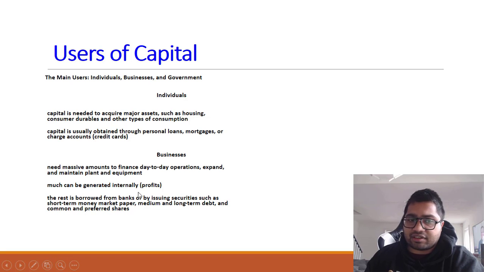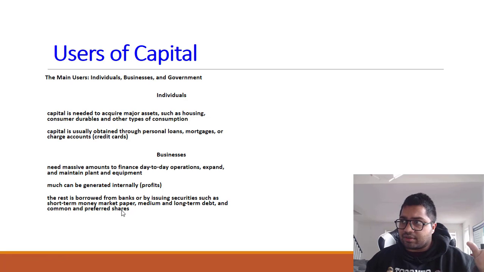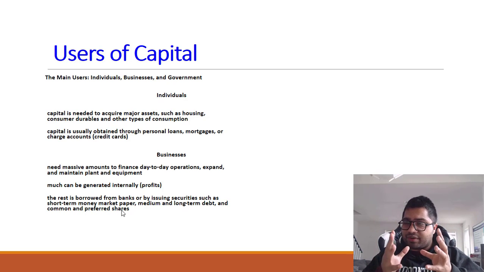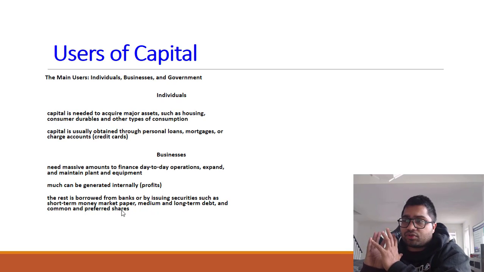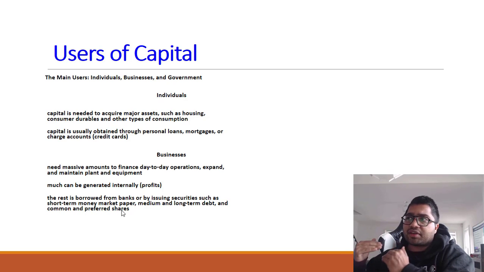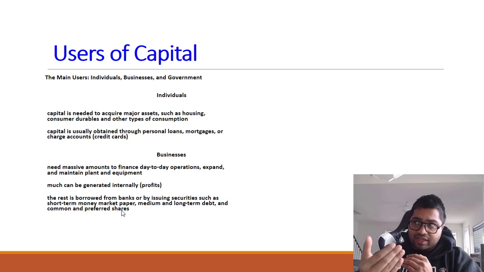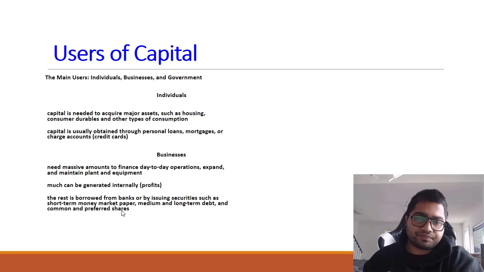Much can be generated internally through profits. The rest is borrowed from banks by using securities such as short-term money market papers for short-term borrowing, medium and long-term debt, and common and preferred stocks. So debt can happen short term for a company by issuing money market instruments. It can happen through debt financing, bonds, as well as loans from banks, or it can happen through security issuance, that is issuing stocks. Stock is you're giving ownership of your company to an investor and taking money from him.